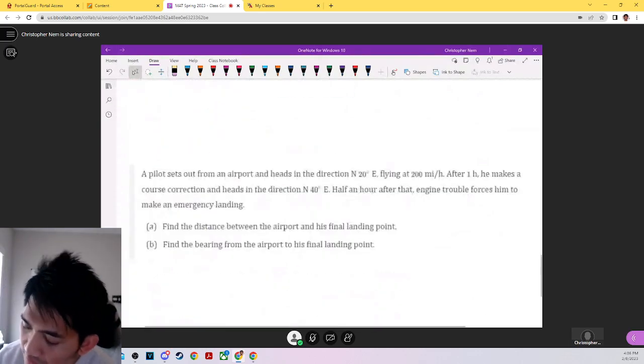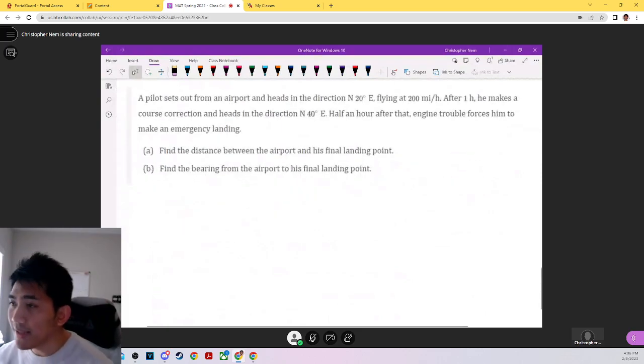I brought this question from the book because I think it's very good. A pilot sets out from an airport, heads in a direction of north 20 degrees east, flying at 200 miles per hour. After 1 hour, he makes a course correction, heads north 40 degrees east. Half an hour after that, engine trouble forces him to land.